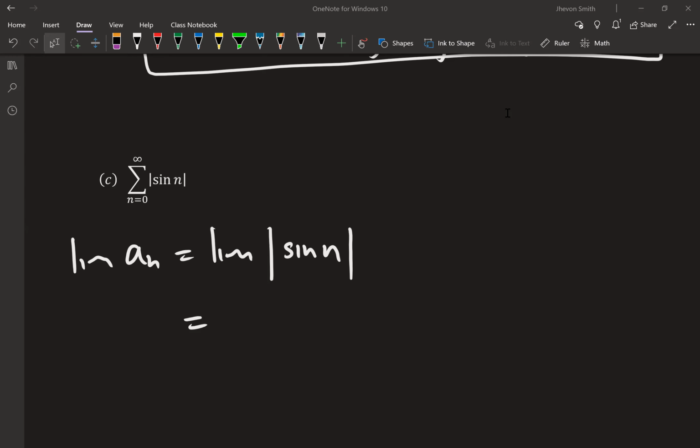Anyone? Infinity? No. 1? No. 0? No. Or are we just randomly guessing? What are we doing here? Pi over 2? Wouldn't it just go between 0 and 1? Okay, but what would that mean for the limit?